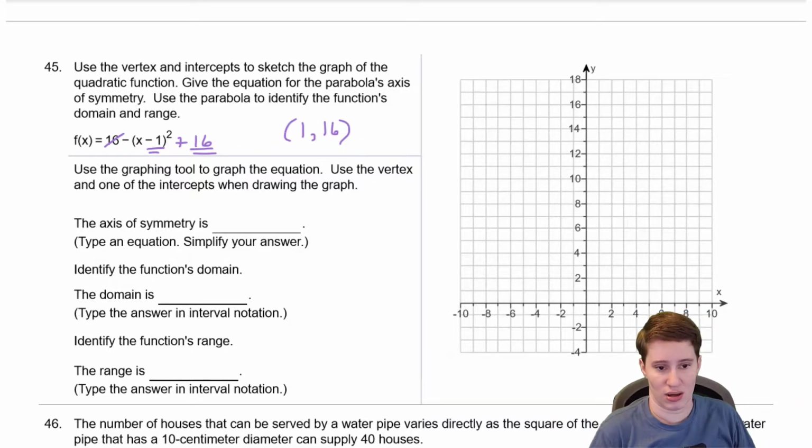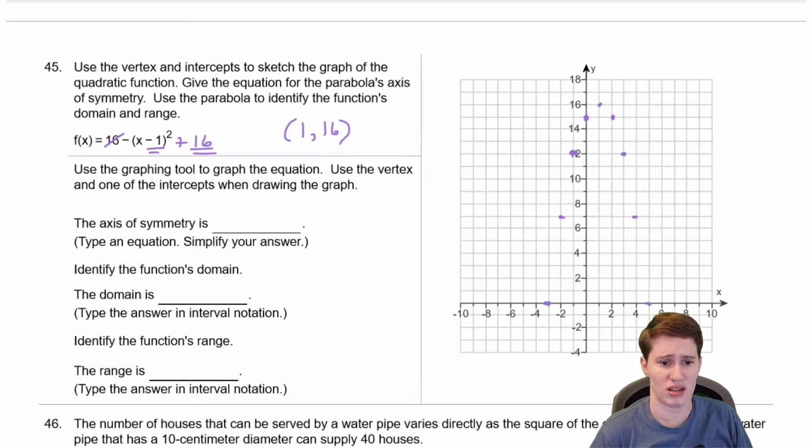So I'm going to start at 1, 16, and then go down 1, out 1, and then it says use vertex and intercepts, and I don't know that I agree that that's the easiest way to do it personally. I'm a big fan of graphing using transformations. So out 3 and down 9, so that would be here. Down 16, conveniently enough, out 4.